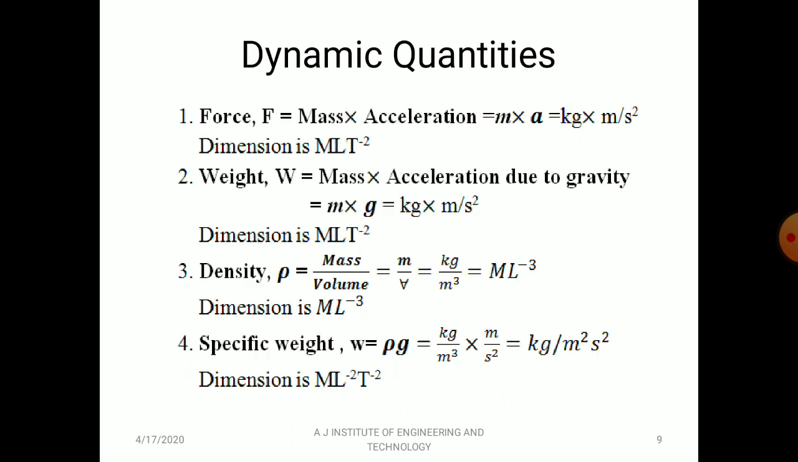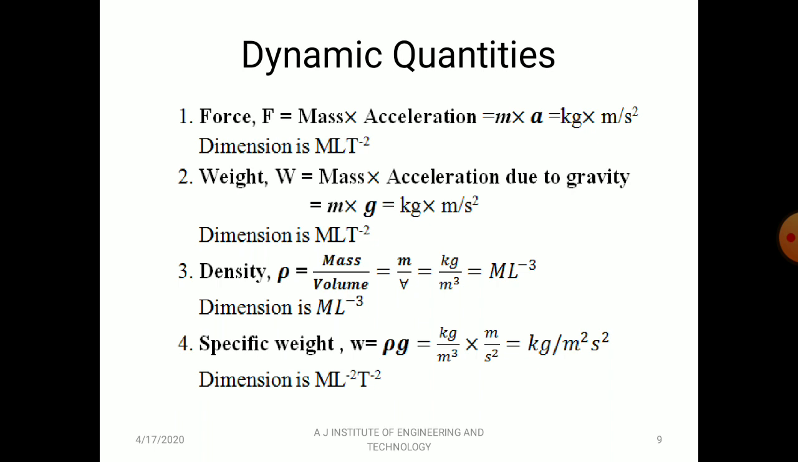Next, dynamic quantities. These are involved with motion of the fluid or motion of the element. The first one, force. From Newton's second law of motion, we have the expression for force as mass into acceleration. The unit of mass is kg, the unit of acceleration is meter per second square, so the overall unit for force becomes kg into meter into second to the power minus 2, otherwise called Newton. So the dimension is M into L into T to the power minus 2, replacing kg by M, meter by L and second square by T square.